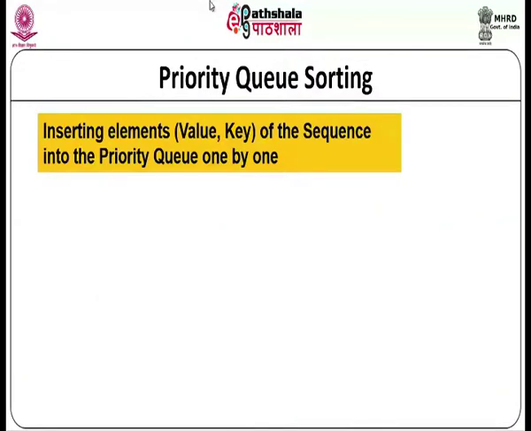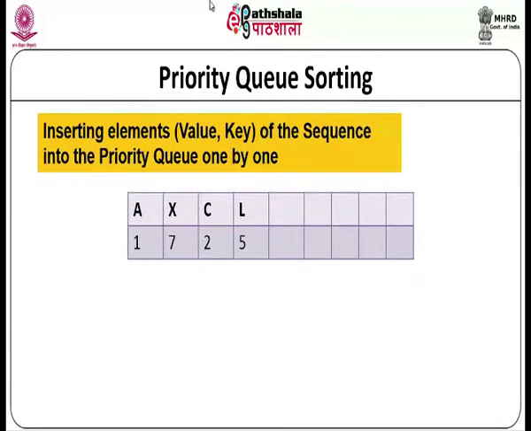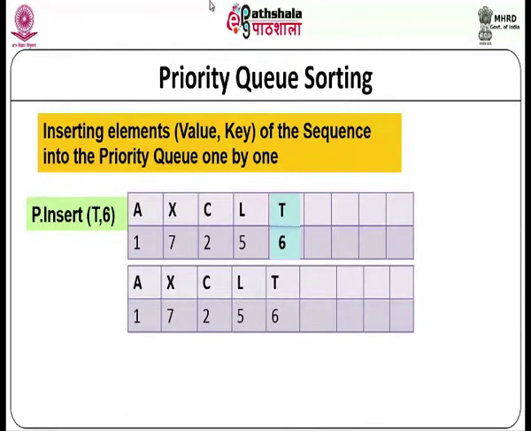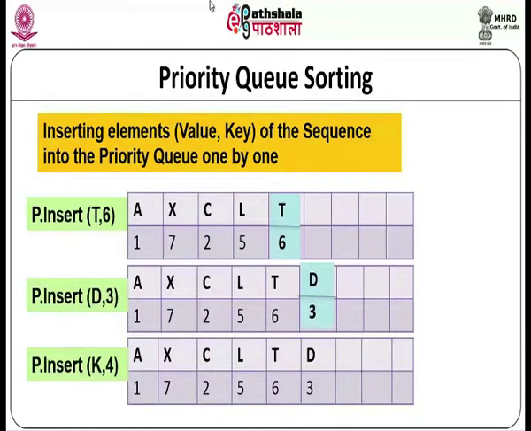So, inserting the elements of the sequence one by one. Again we are continuing with that. Here again we are inserting T6, and then we are inserting D3, and then finally we are inserting K4. So, this is the insertion that we have done. Insertion one by one, always at the rear of the queue, a normal operation, we are not doing any searching. So, this is the insertion into the priority queue one by one.